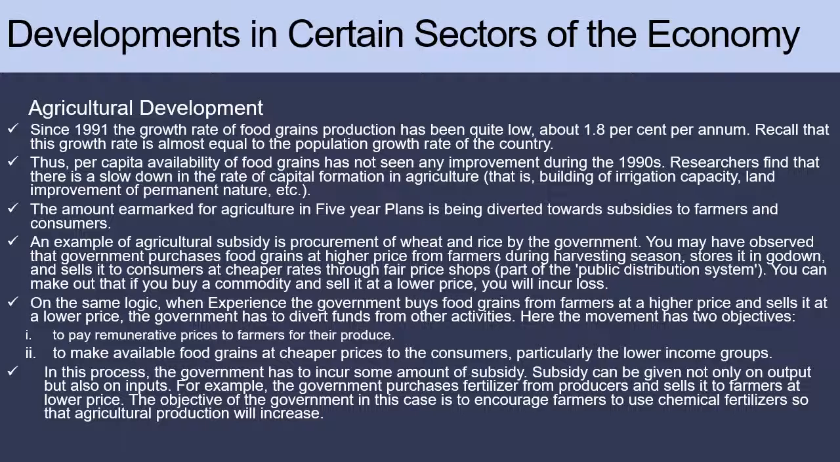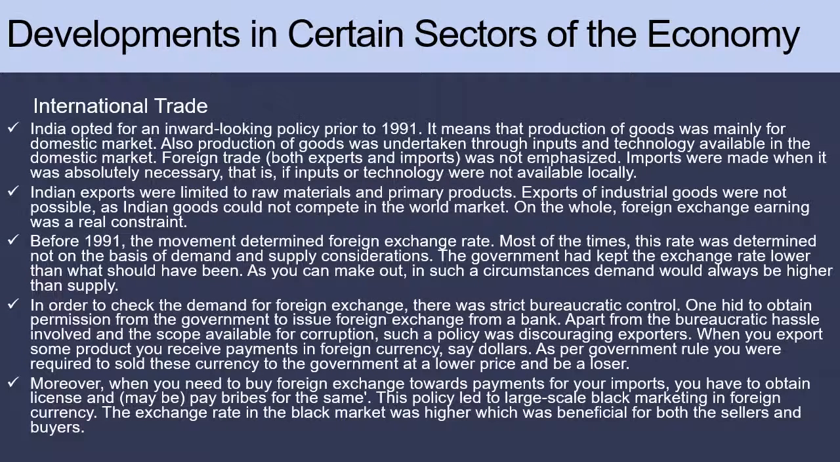Subsidy can be given not only on output but also on inputs. For example, the government purchases fertilizer from producers and sells it to farmers at a lower price. The objective of the government in this case is to encourage farmers to use chemical fertilizers so that agricultural production will increase. International trade. India opted for an inward-looking policy prior to 1991.